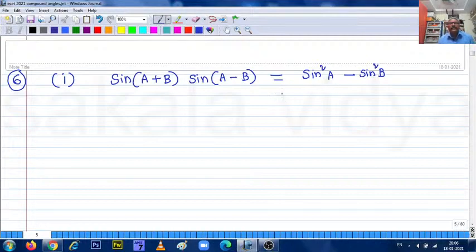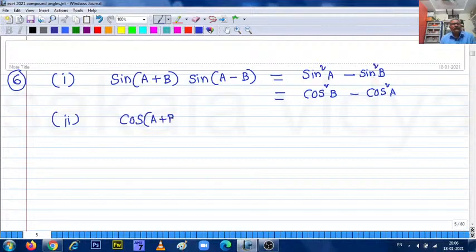Or this can be written like this: cos square B minus cos square A. Cos square B minus cos square A also we can write. Next, the second formula. Cos of A plus B into cos of A minus B. Do you expect? What do you get?